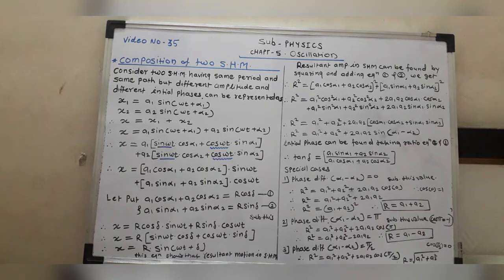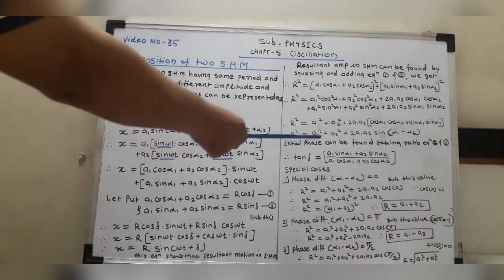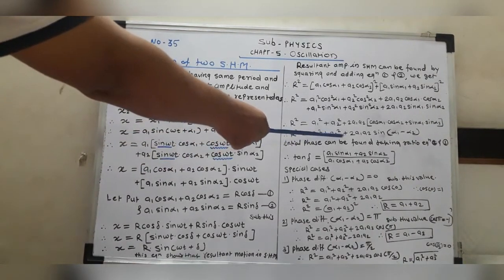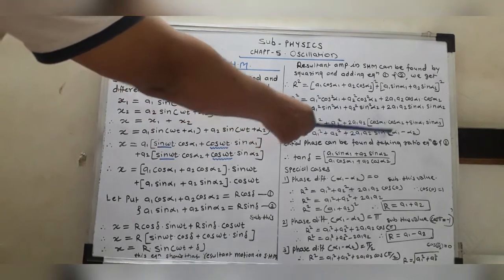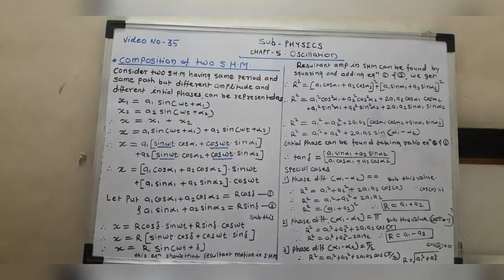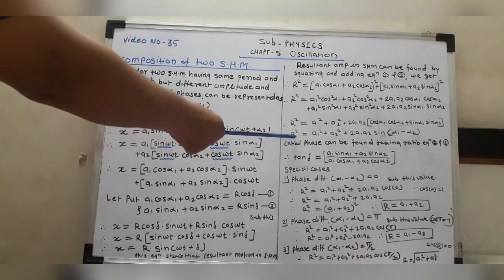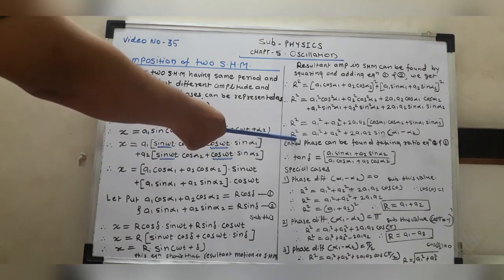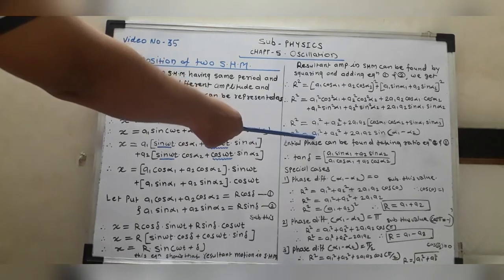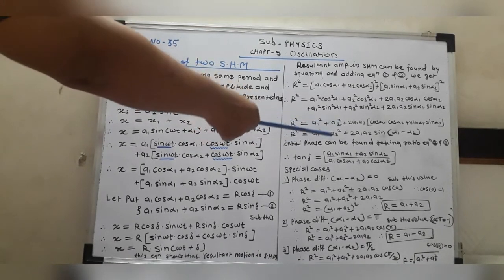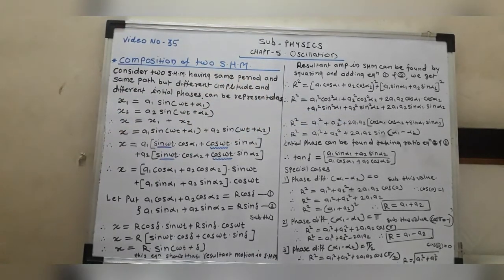The resultant amplitude r square is equal to a1 square plus a2 square plus twice a1 a2 into sin of alpha 1 minus alpha 2. Taking the square root, we can also write this in such a way that r is equal to the square root of a1 square plus a2 square plus twice a1 a2 sin of alpha 1 minus alpha 2.